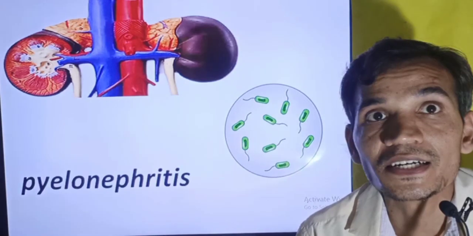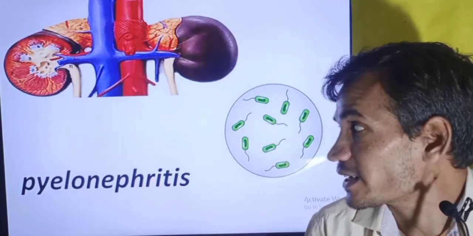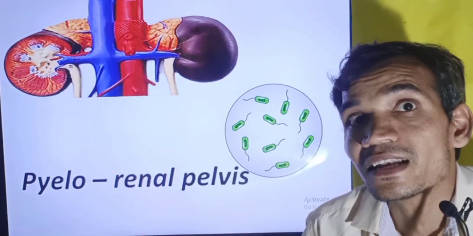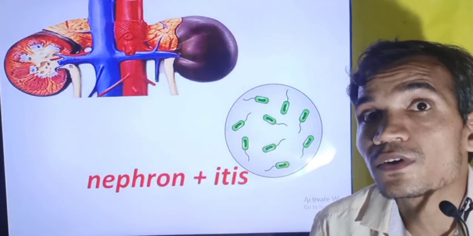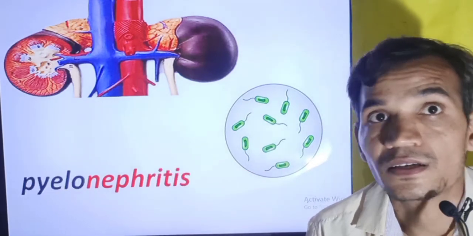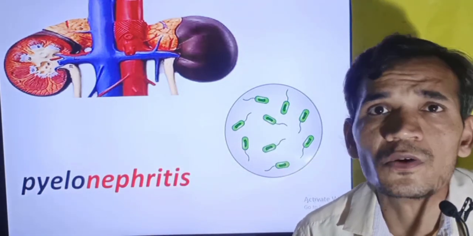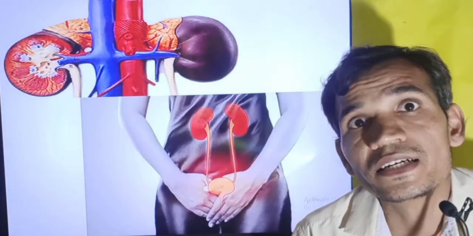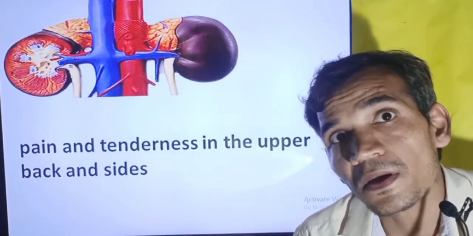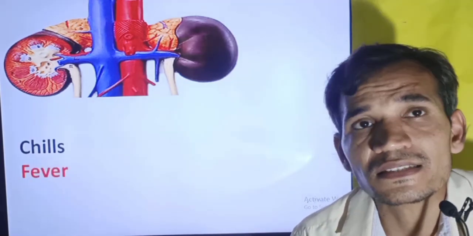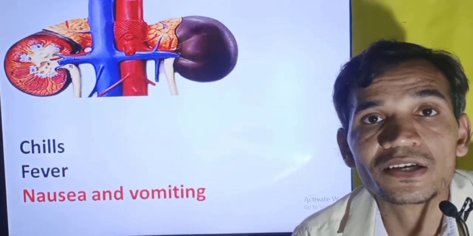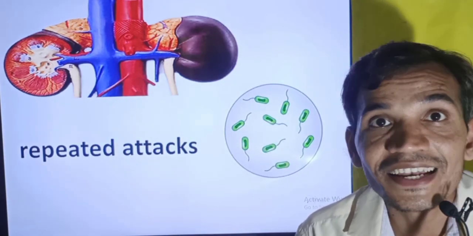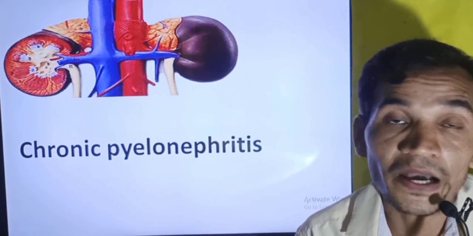If the kidney gets infected, we use the word pyelonephritis. Pyelonephritis is a combination of two separate words. Pyelo means renal pelvis, while nephritis is inflammation of the nephron, and the whole word becomes pyelonephritis. If pyelonephritis is acute in nature, it causes pain and tenderness in the upper back and sides, sometimes chills, then fever, and nausea and vomiting also appear in the patient. If the pathogen attacks again and again, it turns to chronic pyelonephritis.